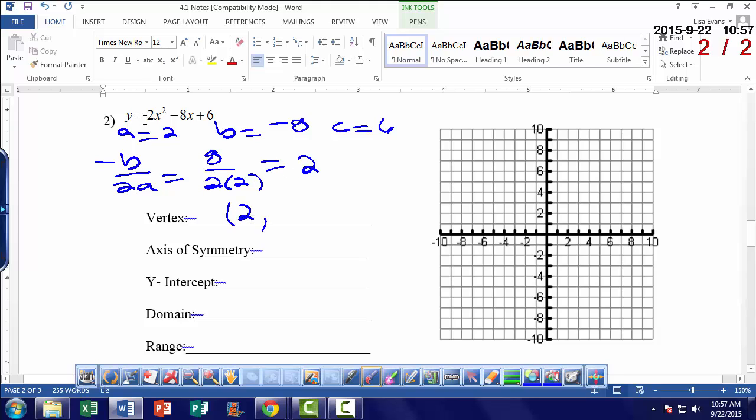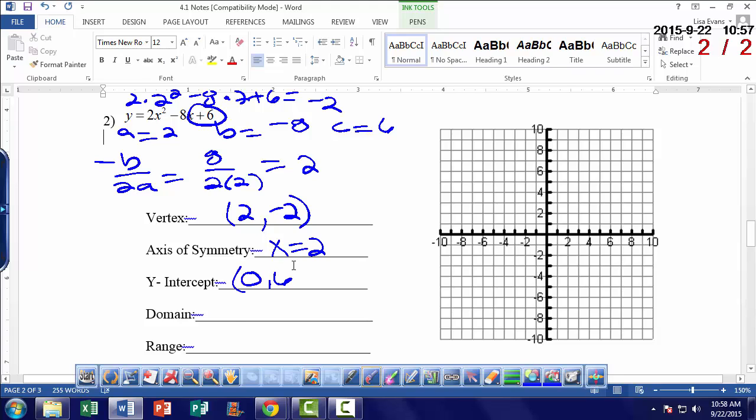I'm going to plug 2 into this equation, so we have 2 times 2 squared. Please remember to do order of operations. When I do that, I'm going to get -2. Our axis of symmetry is going to be the same as the x value. Our y-intercept is going to be 0, 6. Our domain is going to be all reals.